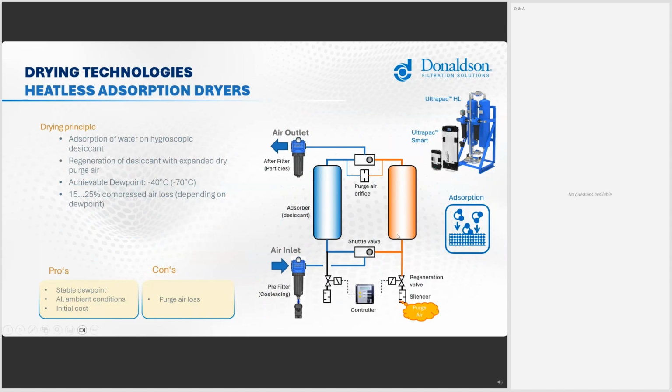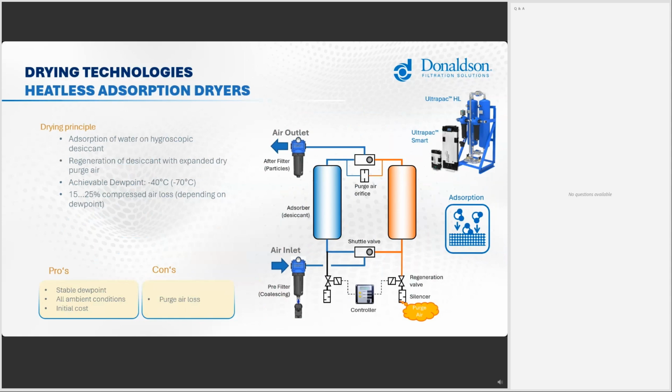In heatless dryer systems, we use a portion of the already dried air, leading it through the desiccant, and this then picks up the water from the desiccant. The downside of this process is that it uses a portion of the compressed air, in the range of 15 to 25%, depending on the achievable dew point. Minus 40 degrees is the standard, but in certain sizing and operating conditions it can also achieve minus 70 degrees Celsius pressure dew point.